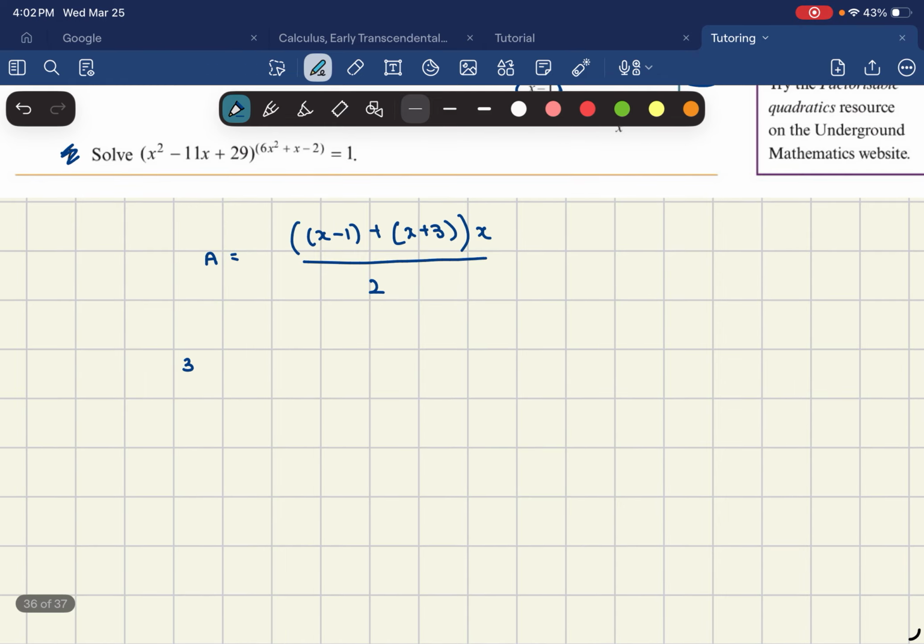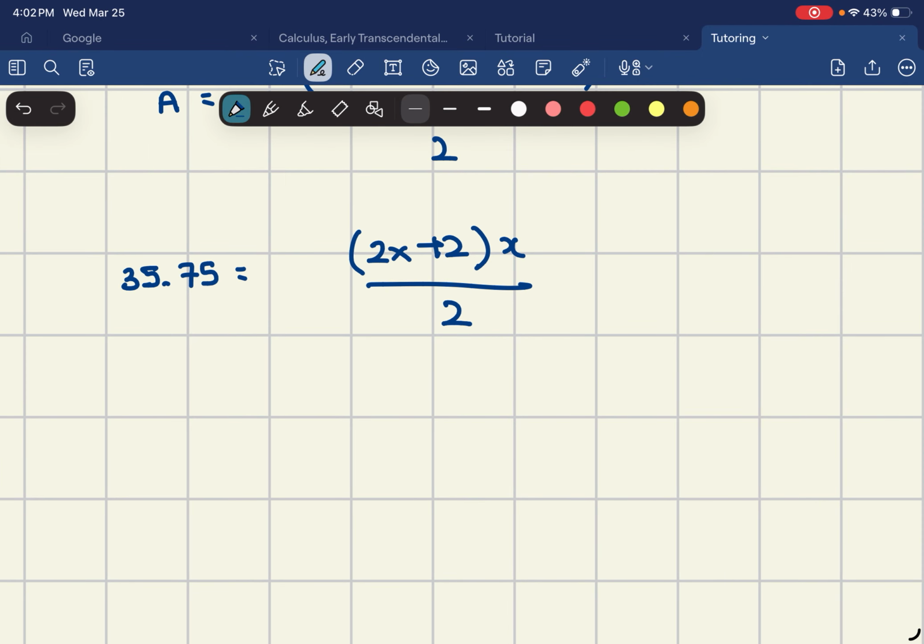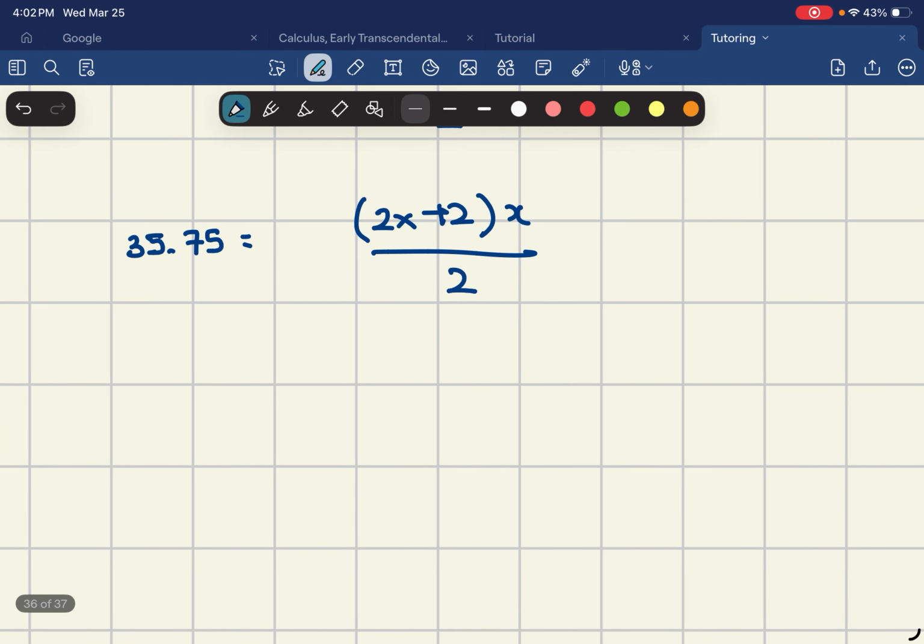So 35.75 is equal to, now whatever my sum simplifies to, x plus x gives me 2x, minus 1 plus 3 gives me plus 2. X divided by 2. Now if I multiply by 2 on both sides, so 35.75 times 2 is actually 71.5. And that is 2x squared plus 2x. So I just distribute the x.